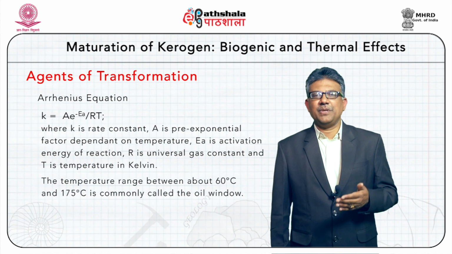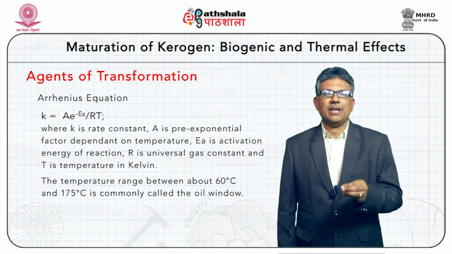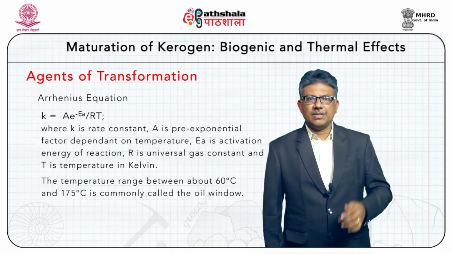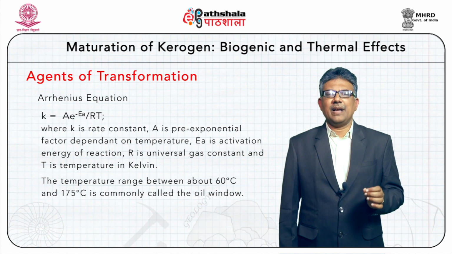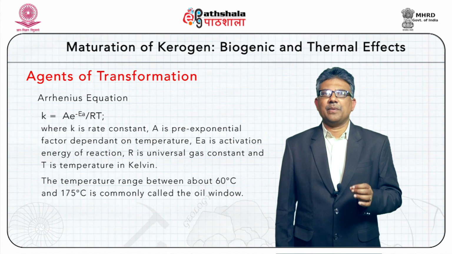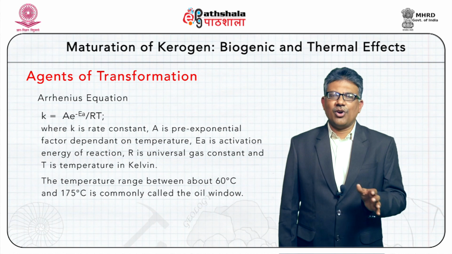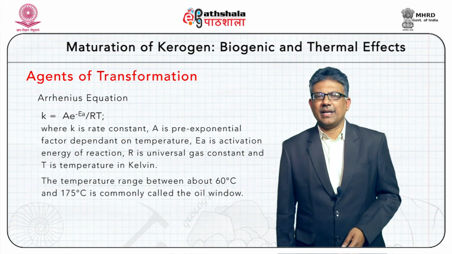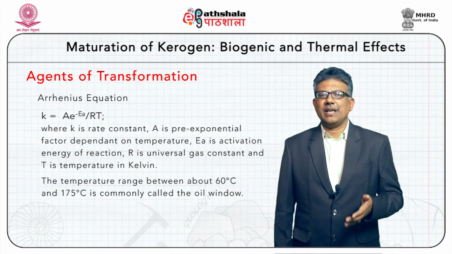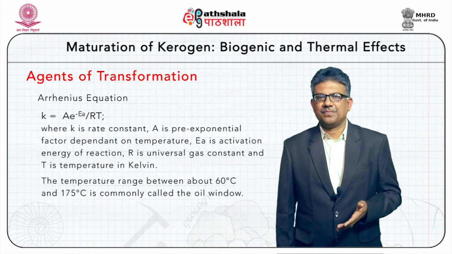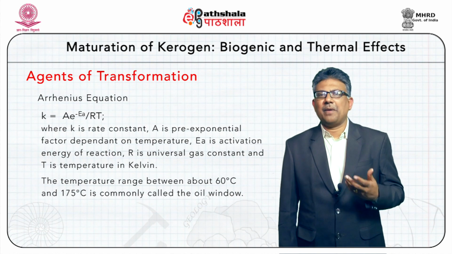The temperature range between about 60 degree to 175 degree, as I have already discussed, is what is called the oil window. This is the principal zone of oil formation. It begins at burial depth of 1 to 2 km and ends at a burial depth of 3 to 4 km in most areas, depending on factors such as geothermal gradient. The first oil generated is heavy and tends to be richest in aromatic and NSO compounds. As burial and temperature increases, oil becomes lighter and more paraffinic.